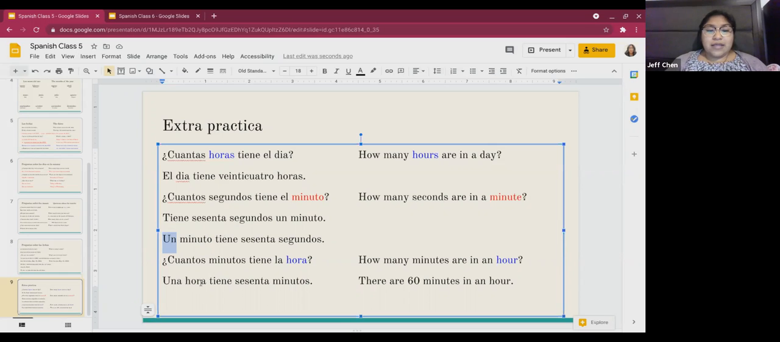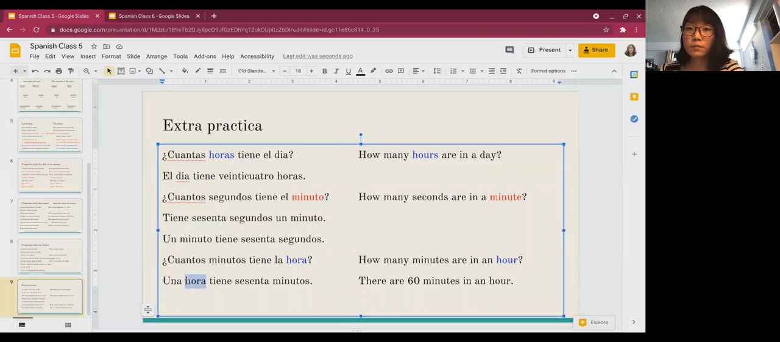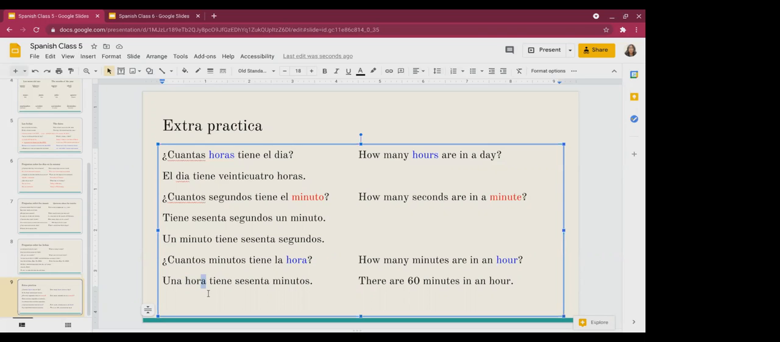Now here, this word is feminine because it ends with an a. Do you see that? Hora. So when you're speaking about something that's feminine, you change the word un to una. Una hora tiene 60 minutos, right? And since un minuto is masculine, you would say un. You wouldn't say "una minuto," right?